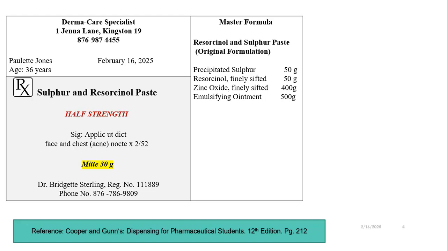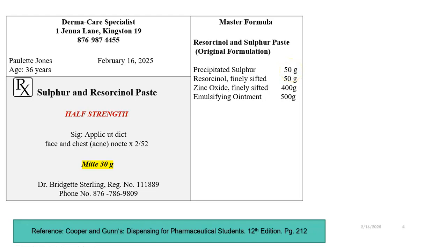So when we get a request to alter a product concentration, so we're given the master formula and the request says half strength. It may be quarter strength, it may be double strength. If it's half strength, we're pretty much putting in half the sulfur and the Resorcinol. So straight away we would have seen that in the master formula we're moving from 50 grams to 25 grams.